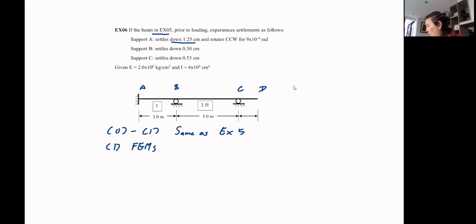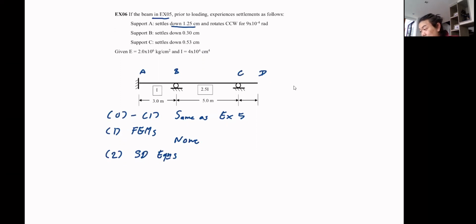Before we load. So that means no fixed end moment because we don't have any load, okay? Step number 2 then, slope deflection equation. Now we have something because now you can say this is the prescribed condition. It's already there. We know how much they are.